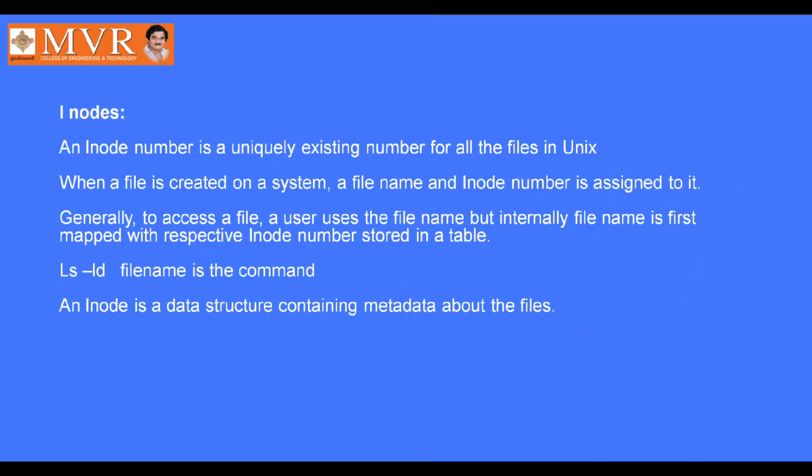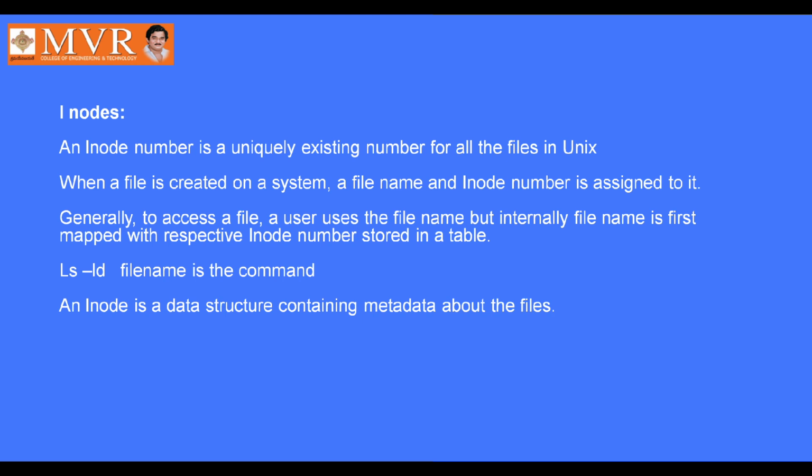So what is an inode number? We will discuss what inodes are. An inode number is a unique number for all the files in Unix. Every file in Unix will have an inode number, and each file will have a separate inode number. No two files will match their inode numbers. That is the important thing.